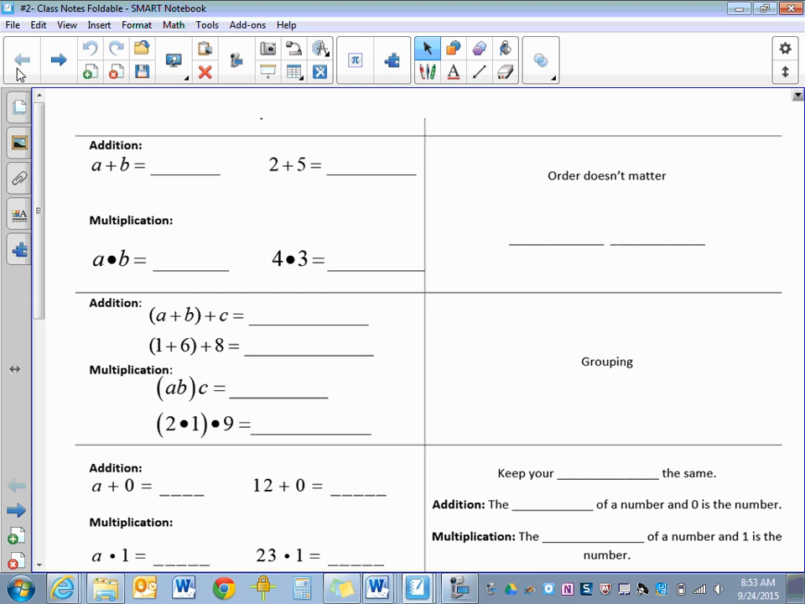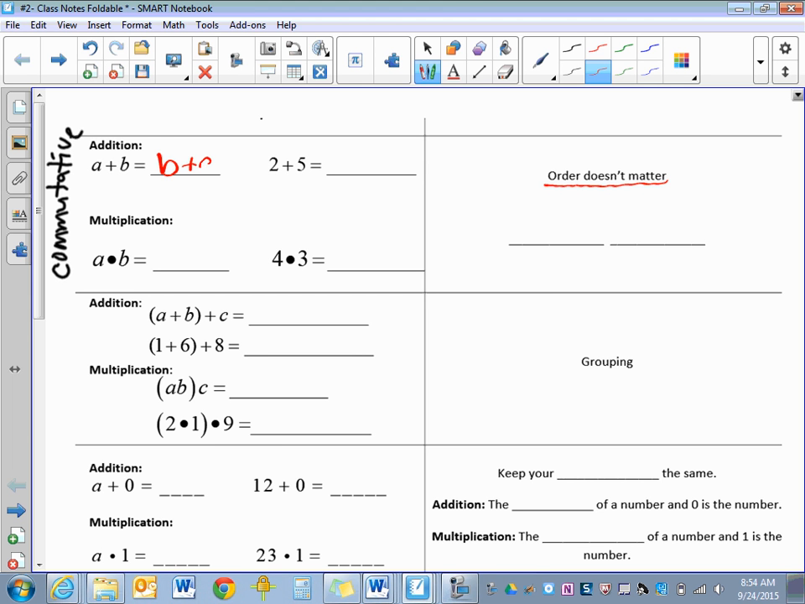All right, so our first one here is commutative property. And I'm going to write the properties on the smartboard up here because you can't see the flap as I go along, but you have your flap, so you don't write commutative property. So this first one is commutative. All right, and the commutative property allows us to switch the order. As you'll see here, it says order doesn't matter. So for addition, what we have is that A plus B is the same thing as B plus A.